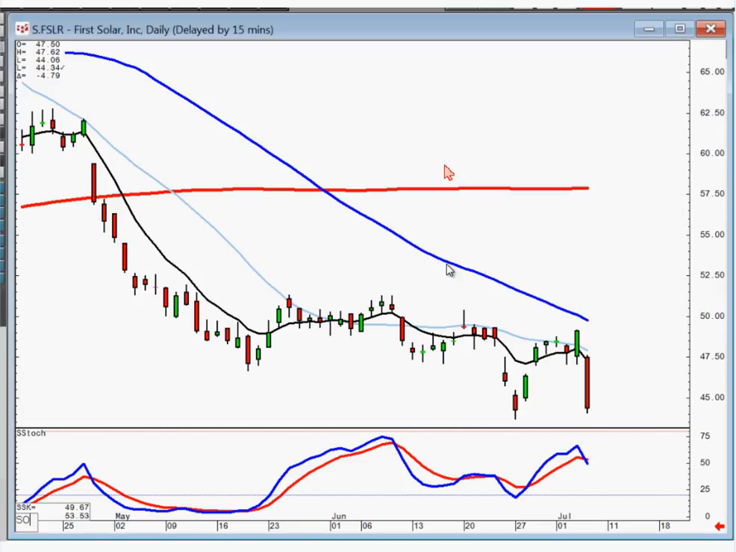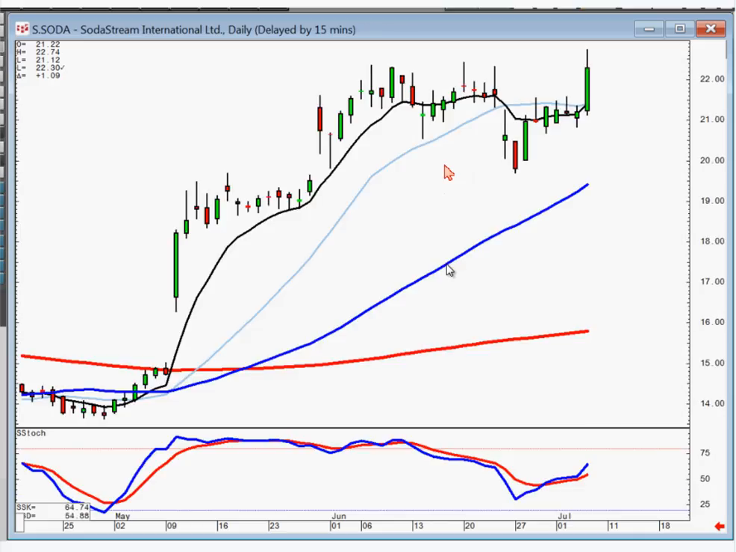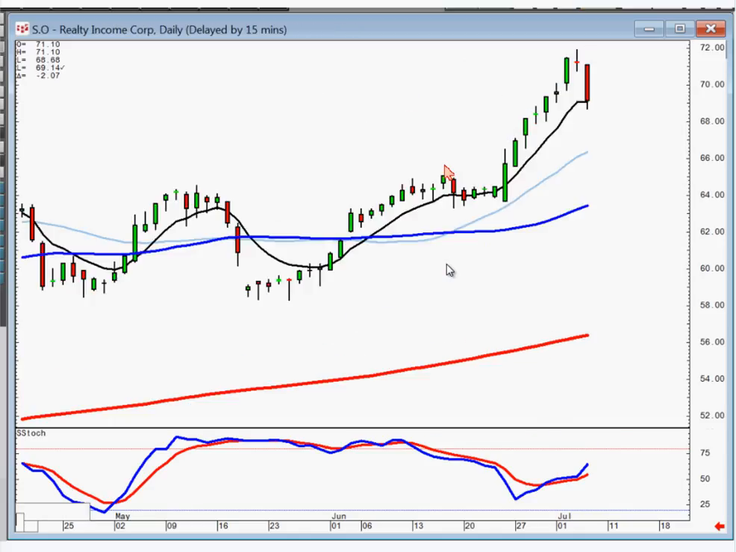Good. We finally got the audio figured out. Soda, this one you can get ready to buy if it opens positive, breaking out into new territory.